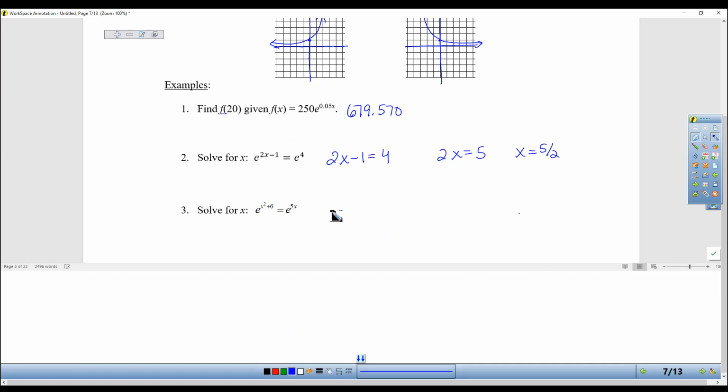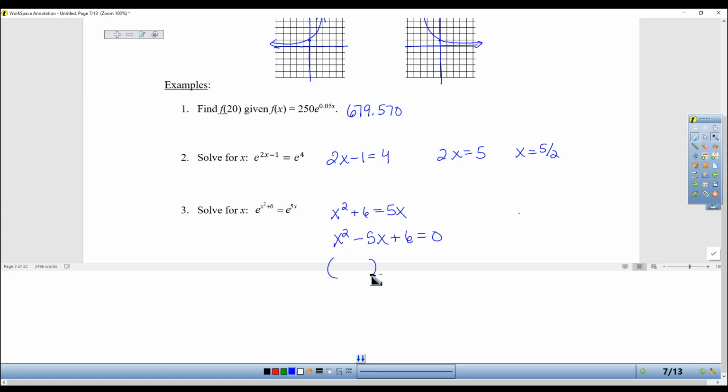On this next one, again, they have the same base, so I can let their exponents be equal to each other. And this is a little review from the previous chapters. I see an x squared in my equation. What do I do? Whenever you have an x squared in an equation, you should set it equal to 0 and factor.